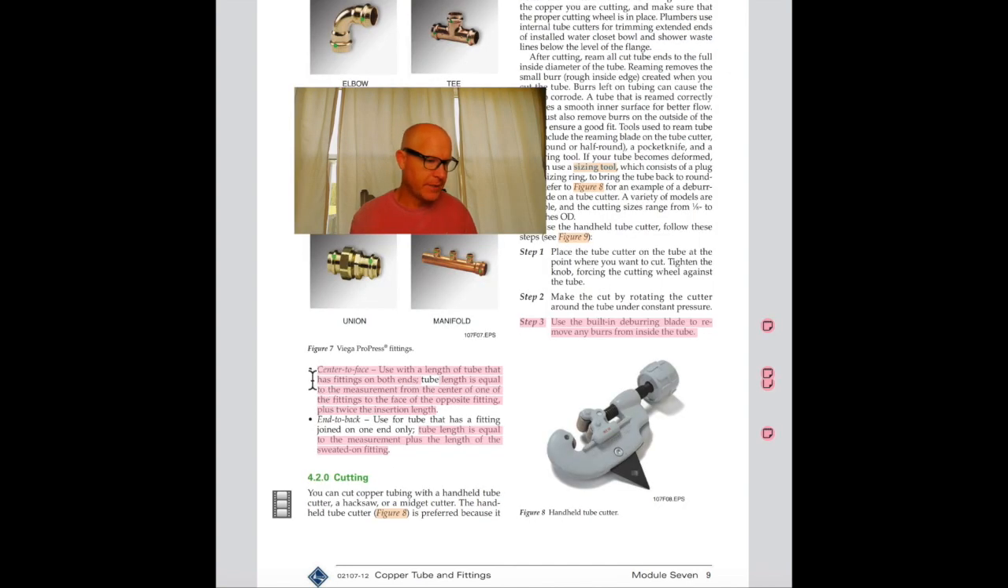Alright, we're talking about measuring pipe. There'll be a couple of different questions about this right here. Center to face, use with a length of tube that has fittings on both ends. Just know that. And then the length is equal to the measurement of the center of the fittings to the face of the copper fitting. It's the measure from the center of one of the fittings to the face of the opposite fitting, plus twice the insertion length.